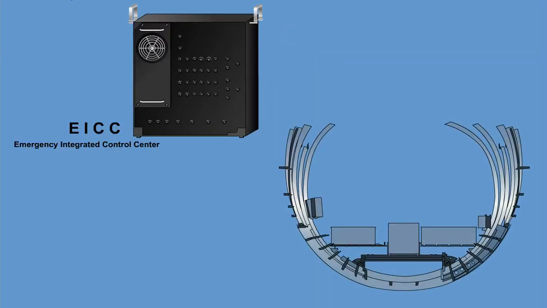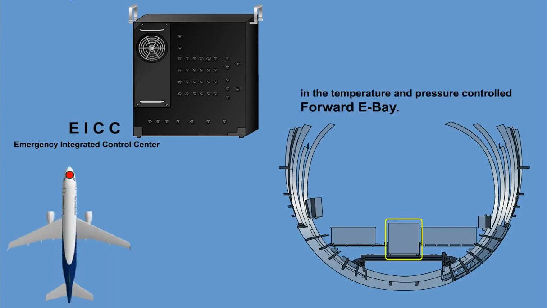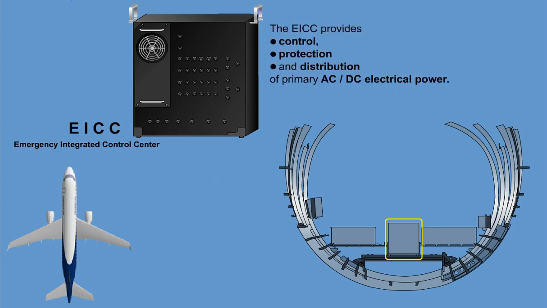The Emergency Integrated Control Center, EICC, is located in the temperature and pressure-controlled forward E-bay. Access to this equipment is through the forward E-bay floor access hatch, which is located in front of the nose gear. The EICC provides control, protection, and distribution of primary AC/DC electrical power.